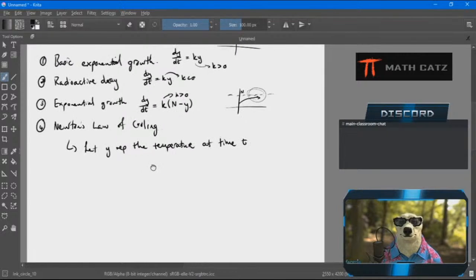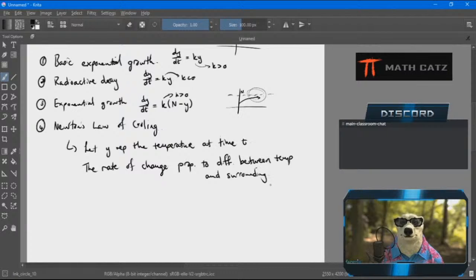But what Newton observed was that the rate of change was proportional to the difference between the temperature of the object and the temperature of the surroundings. So the room temperature in the case of leaving out a cup of coffee. So let's, for simplicity, make that n for no reason whatsoever.